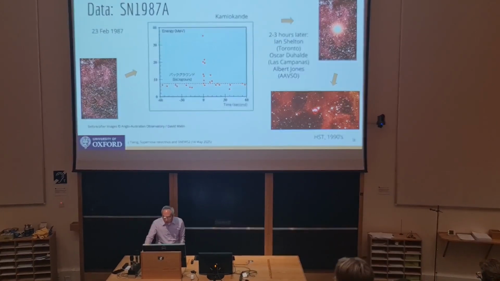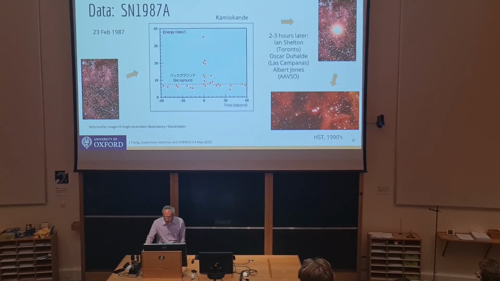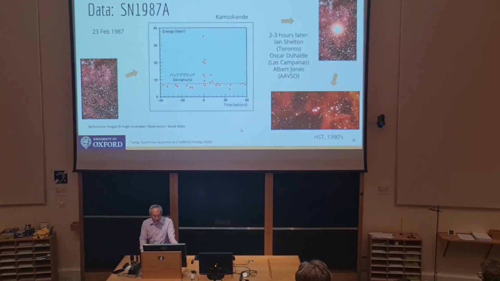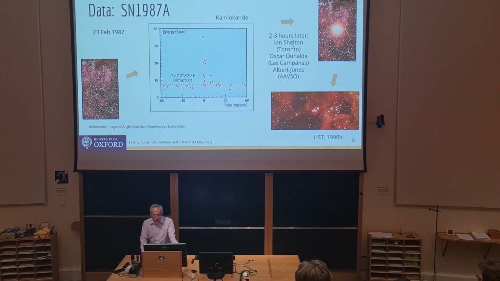And yeah, many years later, people are still looking at this, right? This is the Hubble Space Telescope in the 1990s, and you can actually see the structure coming out of this explosion. Quite dramatic structure, actually. Now, I should say a couple of notes on this. The fact that this was observed 2 or 3 hours later is a complete accident.